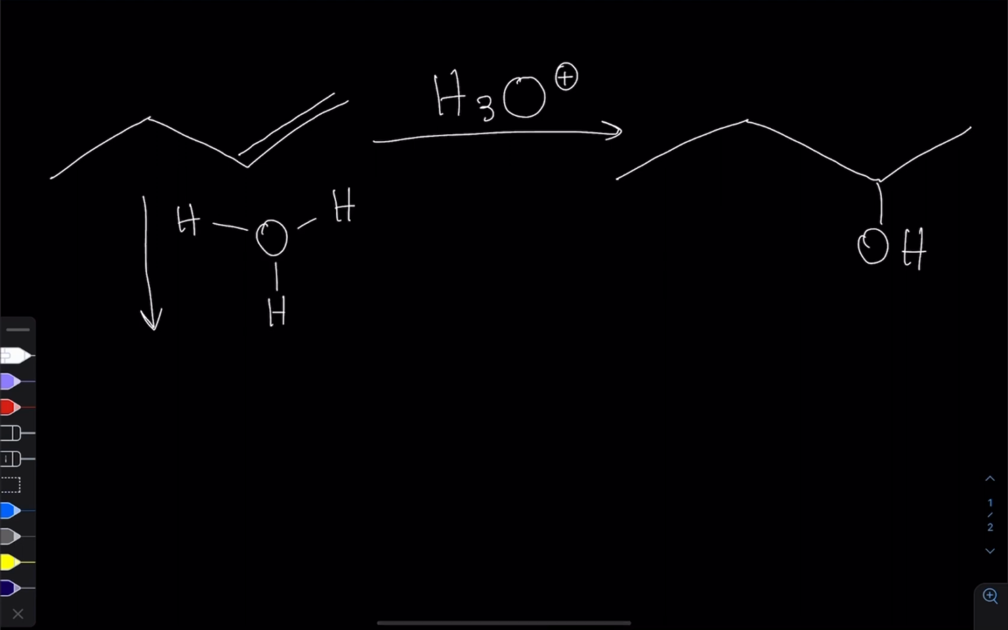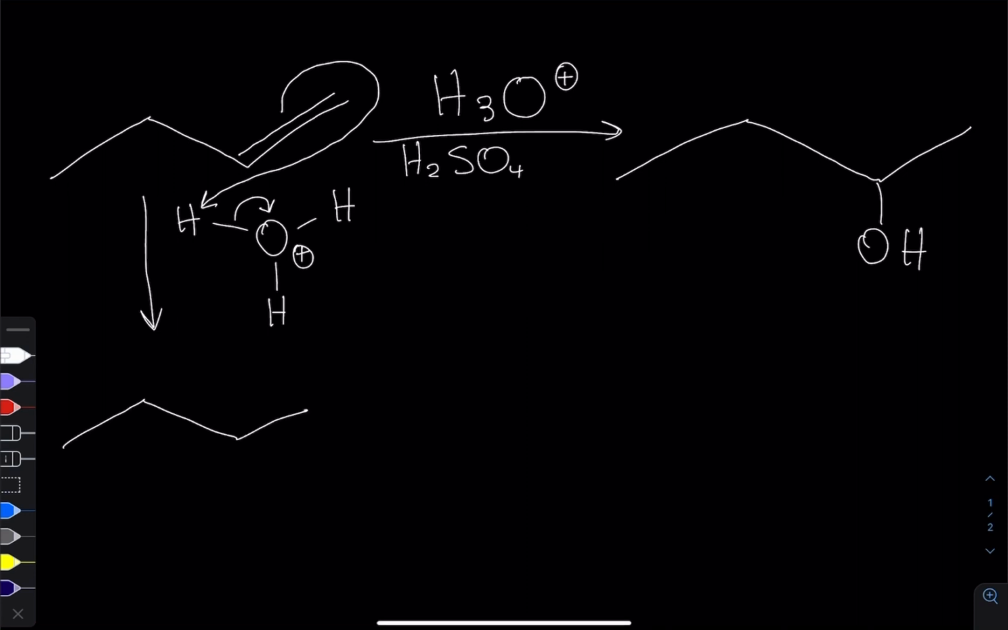The H3O plus is a hydronium ion. It's generally going to be an acidic solution. A lot of times the way we generate these hydronium ions is by having sulfuric acid in the solution. The pi bond's electrons are going to attack one of the hydrogens, and then the hydrogen would be going on one of the carbons across the double bond.